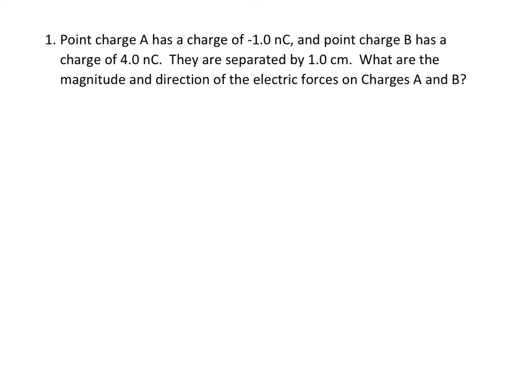And these diagrams, I like to show what the charge is. So is it positive or negative? So we have negative charge, that's A, and then point charge B is a positive charge. And the next thing you want to show is the separation. They're 1 centimeter away, so 0.01 meters.